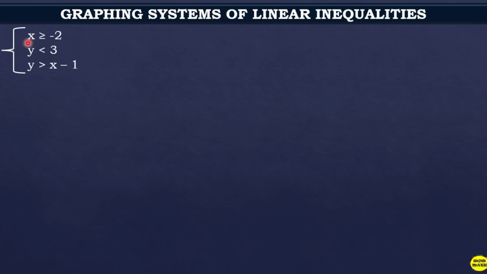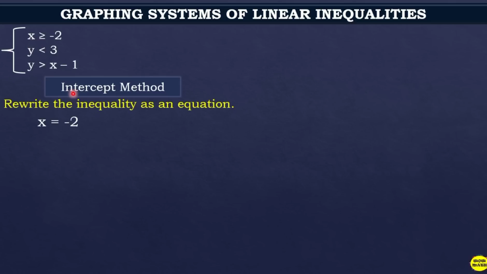Actually, hindi to into variables pero kung paano kung ganito ang binigay. So, kapag ganyan ang binibigay sa atin, okay, so rewrite the inequality, so magiging x is equal to negative 2, and then yung isa, y is equal to 3. So, makukuha mo kagad yung x-intercept at y-intercept.